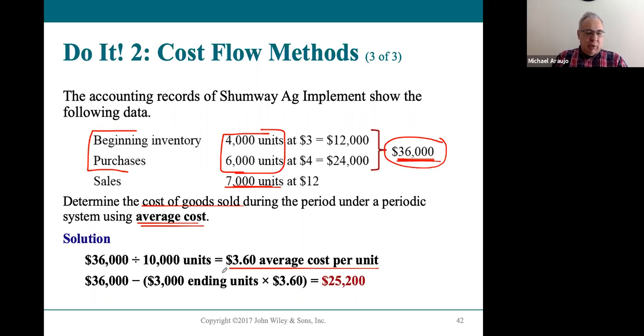Your book shows you how to do it the way they teach you. The total amount of inventory minus the ending inventory gives you the cost of goods sold. So here they have 36,000, which is the total amount. They subtract out the ending inventory. Well, 3,000 units are the ending inventory at 3.60 each, because everything's worth 3.60 each. You subtract that out, you get 25,200. You can also get 25,200 by taking 7,000 and multiplying by 3.60.